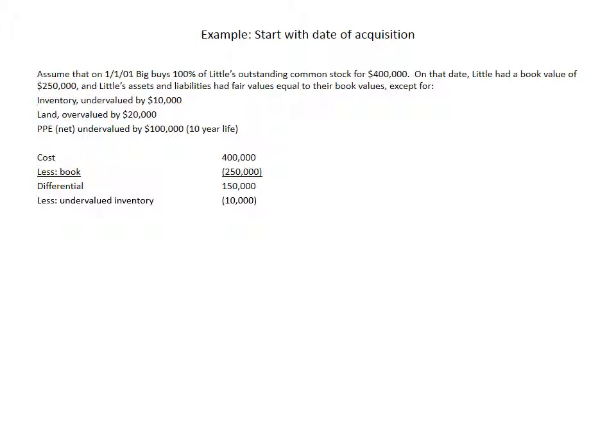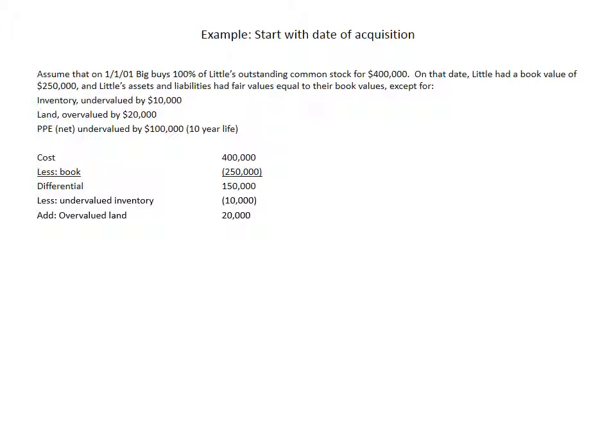Now, of the $150,000 overpayment, $10,000 of that is explained away by the undervalued inventory. Again, if inventory is undervalued, that means it's worth more than book value, which means we're willing to pay more than book value. So one of the reasons we paid more than book value was because they had this additional inventory value. So that explains away part of the $150,000.